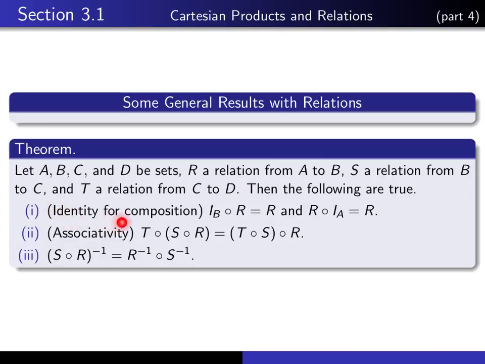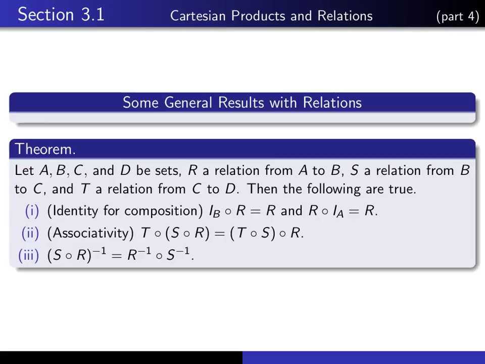The first one is referred to as identity for composition. It says that if you take the composition of R with the identity on B, the identity relation on B, that's the same as R, and the composition of the identity on A with R is equal to R. You notice that that makes sense because R is a relation from A to B and IB is a relation from B to B. So this is a relation from A to B, as is R. This one is a relation from A to A. This is a relation from A to B. So the composition is a relation from A to B, again, as is R. So at least it makes sense.